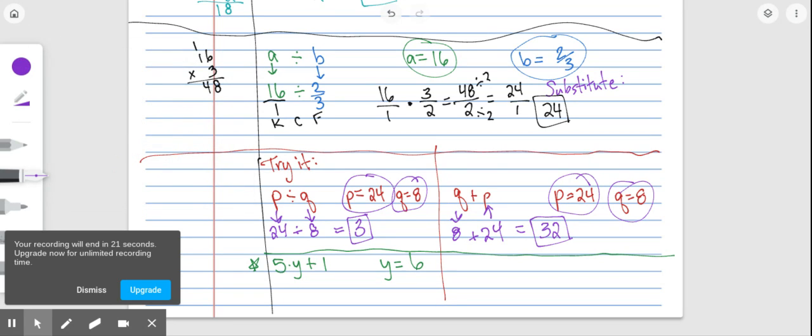All right, you should come back from the pause. Now for this one, y equals 6. So instead of y, I put a 6. So I've got 5 times 6 plus 1. And then I follow order of operations. So 5 times 6 is 30. 30 plus 1 is 31. Nice job. All right.